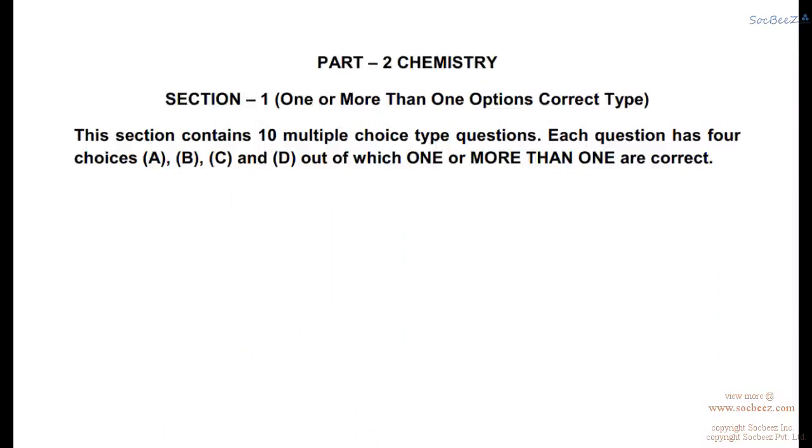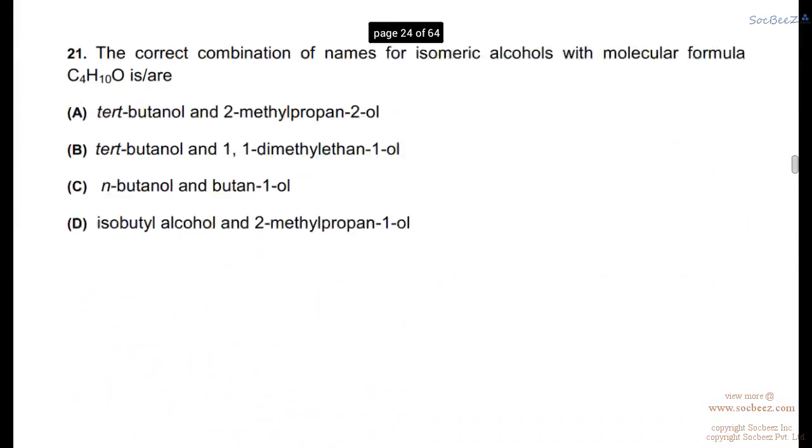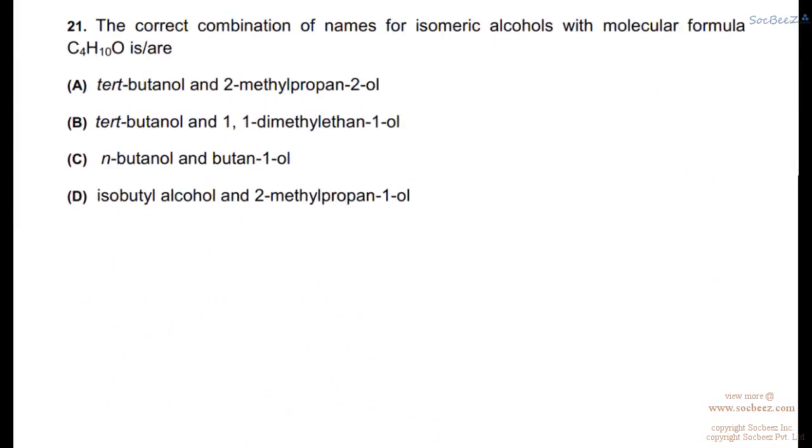Hello friends, in this video we are going to discuss paper 1 JEE Advanced 2014 chemistry section. So let's see what the first question states. The first question states that the correct combination of names for isomeric alcohols with molecular formula C4H10O is or are. So let's draw the different isomers for C4H10O.